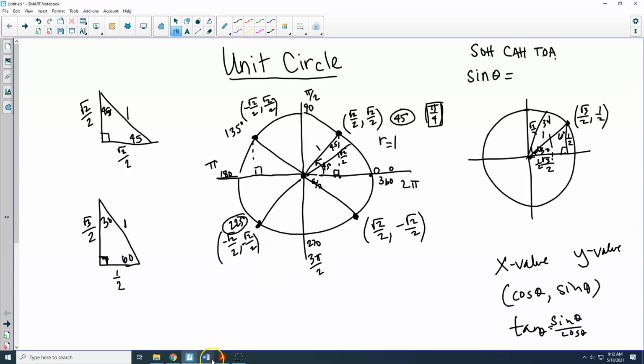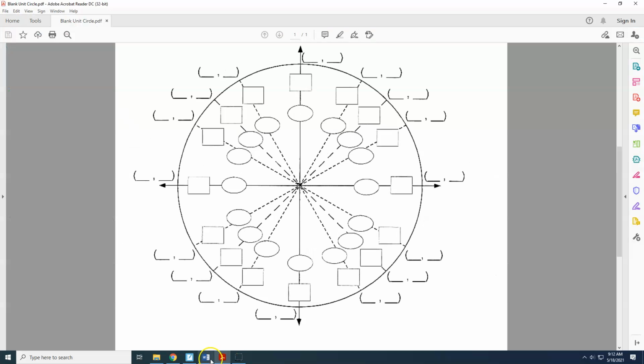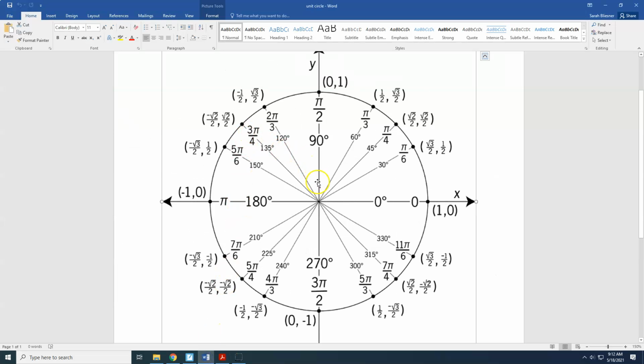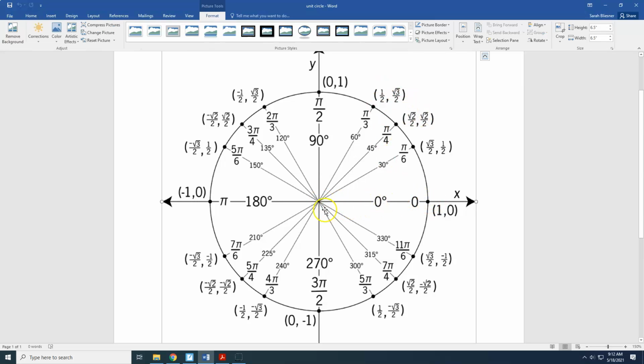Okay. So let's go ahead and take a look at a unit circle that's all the way filled out. Oops, that one's blank. Let's use this one. So this has all of the degrees and radian measures of the angles. Remember, we have 30, 45, and 60. It has the coordinates of each point. Now the edges, of course, are all a radius away from the center.